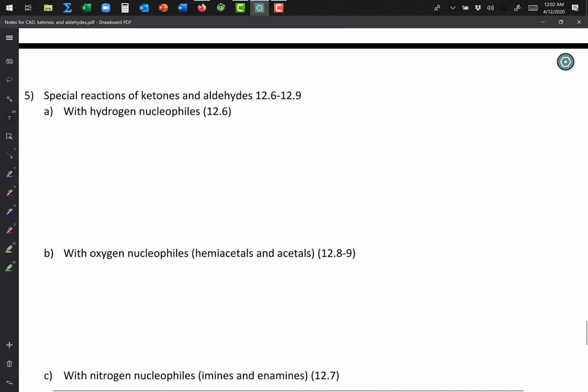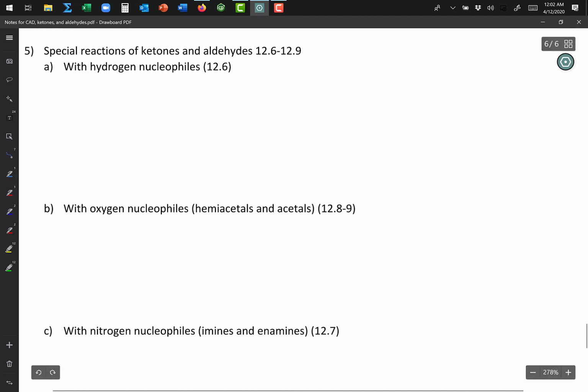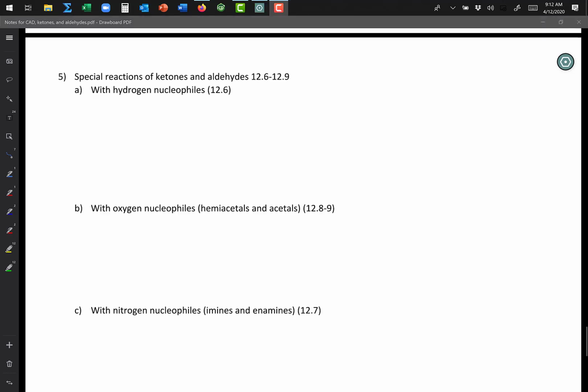All right, so now we're going to spend a little bit of time discussing aldehydes and ketones and how some of the reactions that they have are different than the carboxylic acid derivatives. There are a couple of reaction types that are important to go over for what we'll be covering in the next few chapters. This first one is what we call a reduction reaction.